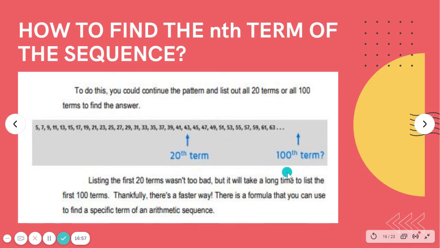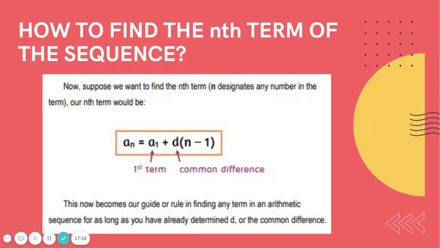Paano naman kung yung 100 term ang hinahanap natin? Ibig sabihin, kailangan niyang ituloy itong ating sequence. So imagine, napakamatrabaho at prone into mistakes kapag isusulat natin isa-isa yung ating mga terms. So para matulungan tayo sa ganung problema, merong formula ang arithmetic sequence. So flash in your screen is the formula for arithmetic sequence.